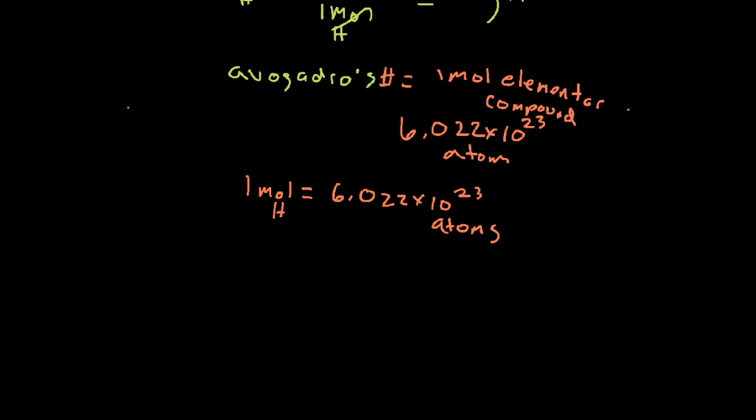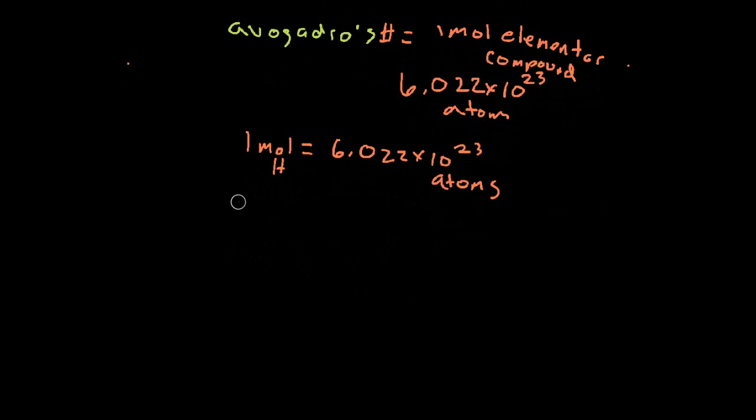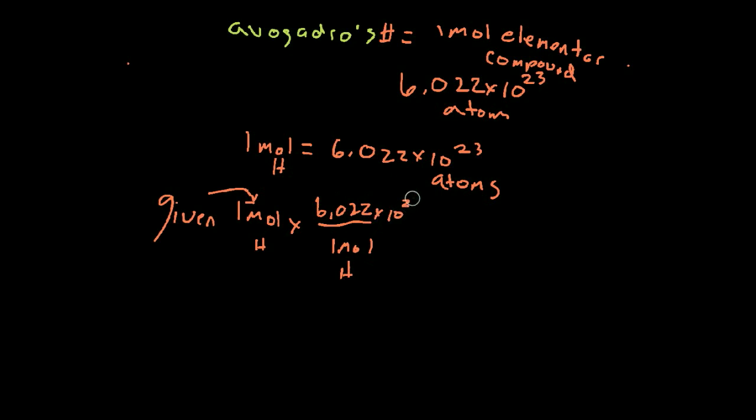You'd write it out using dimensional analysis like this. You'd say 1 mole of hydrogen, this is our given right here, times, for every 1 mole of hydrogen, I have 6.022 times 10 to the 23rd atoms of hydrogen.